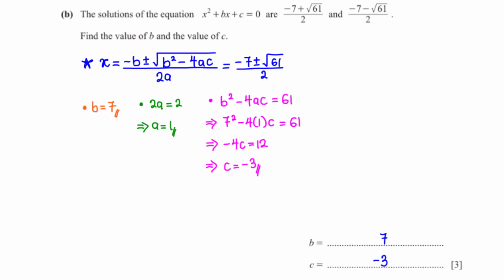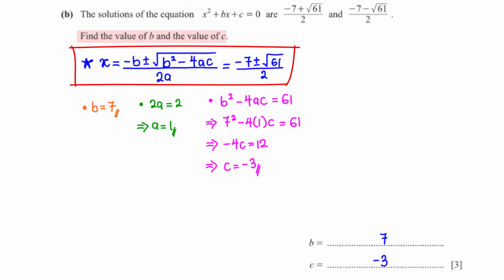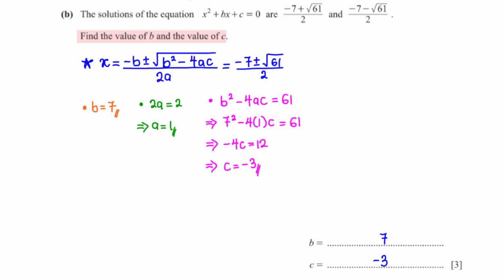The solutions of the equation x squared plus bx plus c equals 0 are negative 7 plus square root of 61 divided by 2 and negative 7 minus square root of 61 divided by 2. Find the value of b and the value of c. Due to the nature of the solutions, we can easily find the values of b and c by comparing it to the quadratic formula. When we do this, we can straight away see that the value of b is 7.